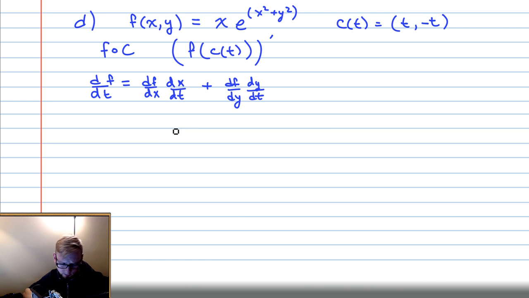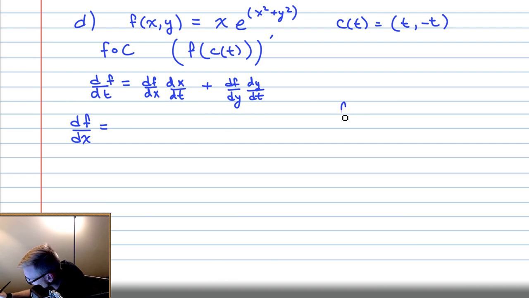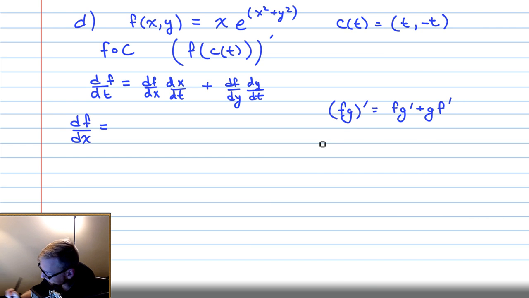Let's verify that that's the chain rule that we're supposed to be working with. dx/dt, good. df/dy, dy/dt, good. Let's see what df/dx is. We need to find the derivative of f with respect to x. So df/dx is what? Well, it looks like a product rule again. So we've got, for a product fg, the derivative is f g prime plus g f prime.